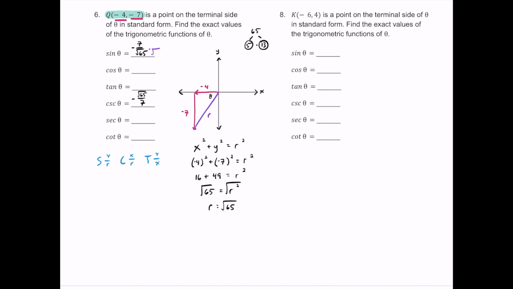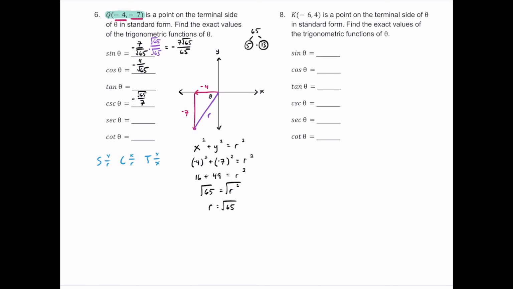All right. But for the regular sine one, let's rationalize it by multiplying by √65 over itself. And if we do that, we're going to get -7√65 over 65. Okay, so just keep that in mind, that we can go ahead and do those together just because they're paired up. Now for cosine, we have x over r, so x is going to be -4, and then r over here is going to be this √65. So we're going to have -4 over this √65.